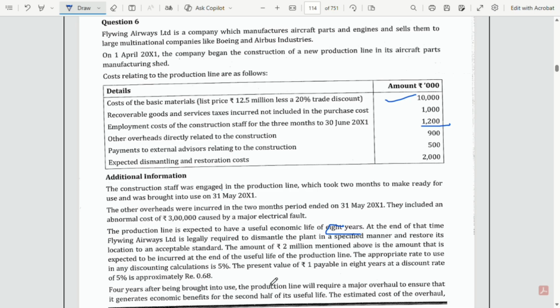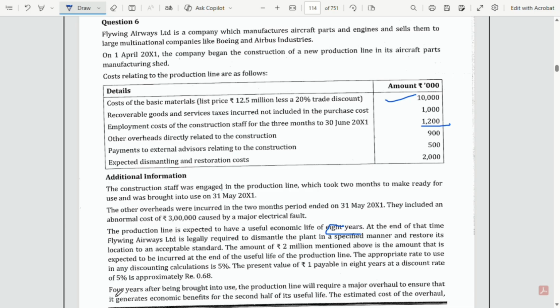The amount of rupees 2 million mentioned above is the amount that is expected to be incurred at the end of useful life of the production line. Appropriate rate यहाँ पे हमें P factor दिया है 5% के हिसाब से. 4 years after being brought into use, the production line will require a major overhaul to ensure it generates economic benefit for the second half of its useful life.